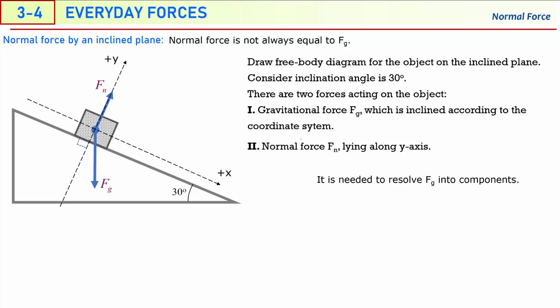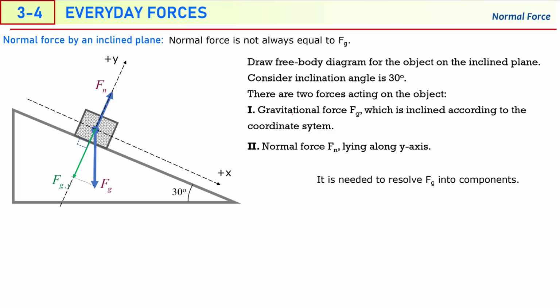To resolve a vector into components, you have to draw lines from the tip of the vector to the x and y axes. If you want to calculate the y component, you have to draw a line parallel to the x-axis from the tip of the vector, and then from the origin to that point you have to draw an arrow. This arrow represents the y component of Fg, which is along the y-axis.